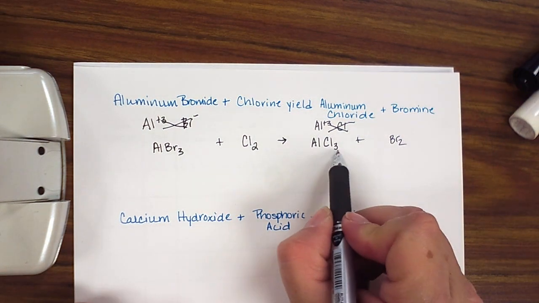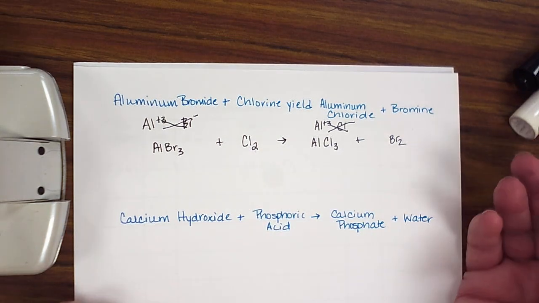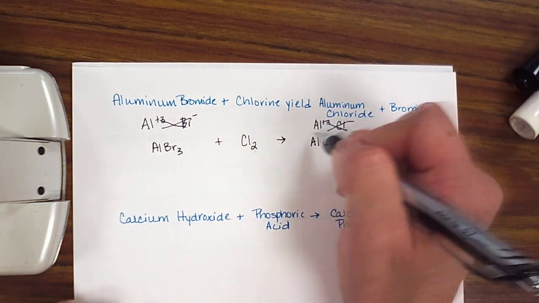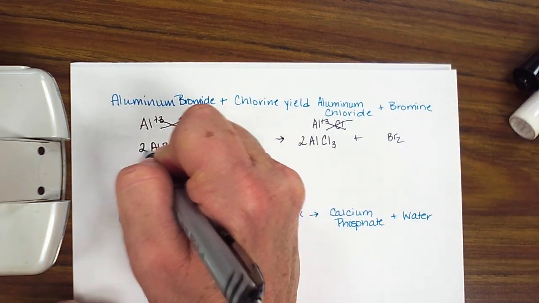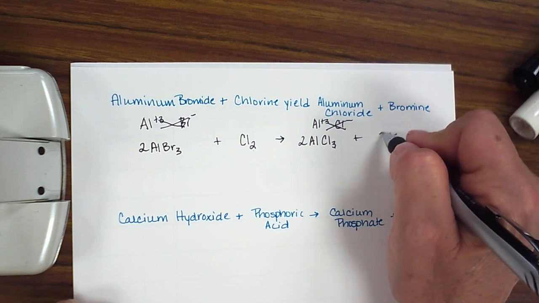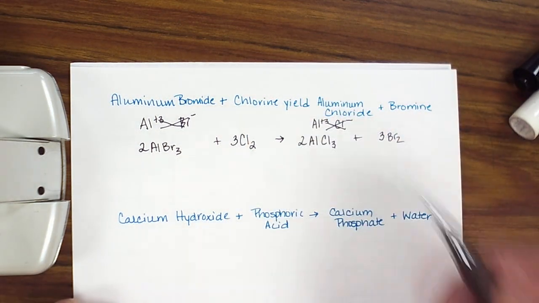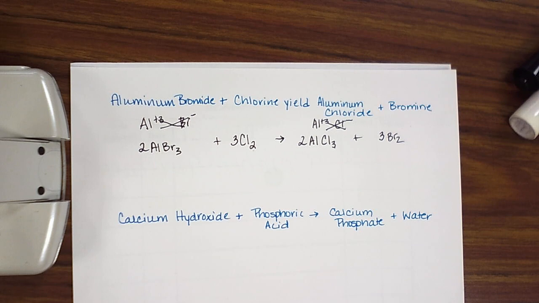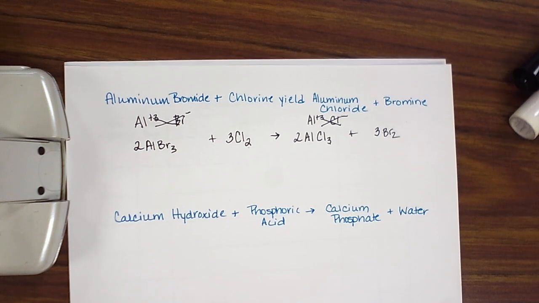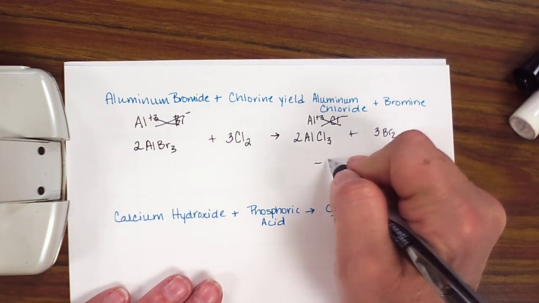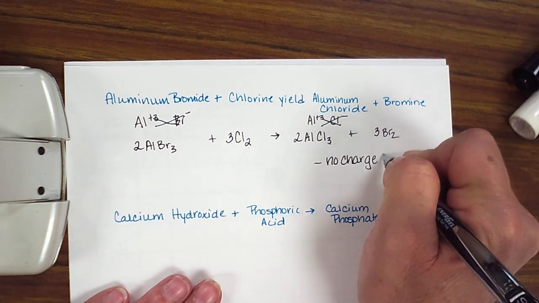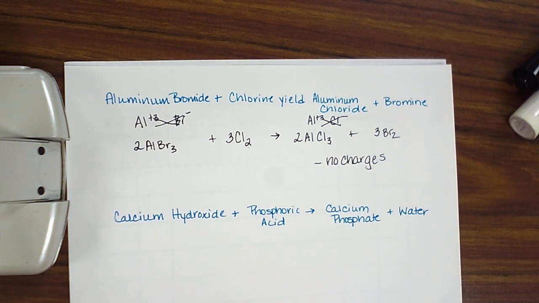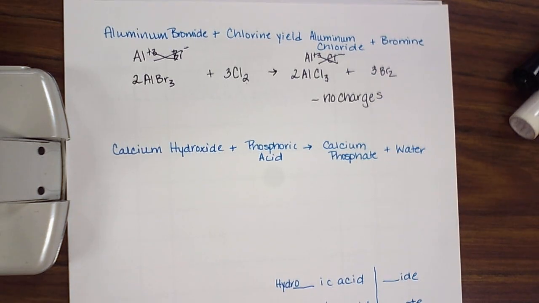So I see that I have 3 here and 2 here. So I know I'm going to have to go to 6. So I'm going to put a 2 here, and I'll put a 2 here because of the aluminum and the bromine. So then I'm going to put a 3 here and a 3 here, and I think that'll do it. All right, so that's the answer to that one. Notice there are no charges because everything is either a compound or an element, an atom of an element off the periodic table. There are no ions.